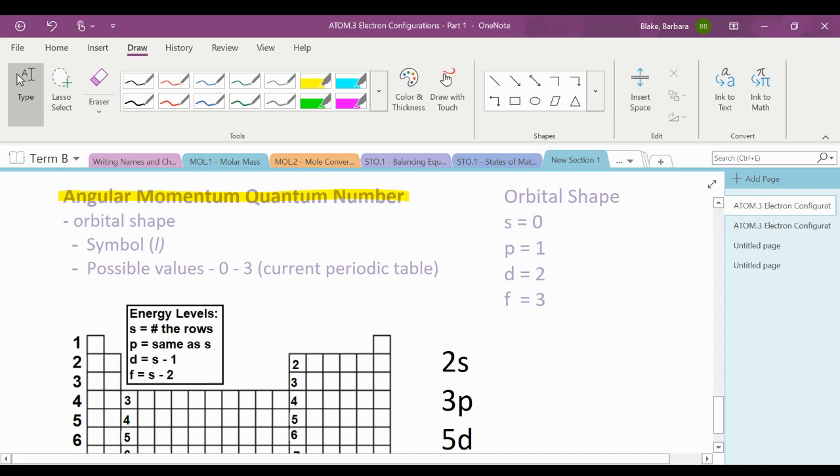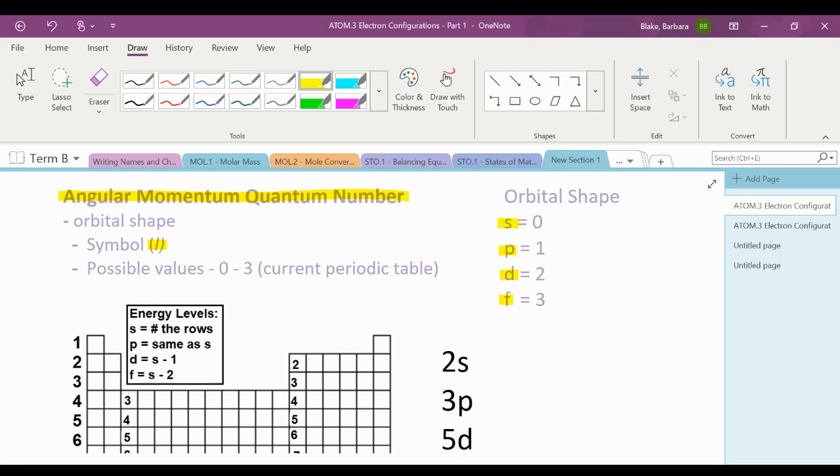So the angular momentum quantum number refers to the orbital shape. And we have 4 different orbital shapes. We have S, P, D, and F. And those symbols, as a quantum number, are going to be given the symbol L. So the principal quantum number is n, and the angular momentum quantum number is going to be L.